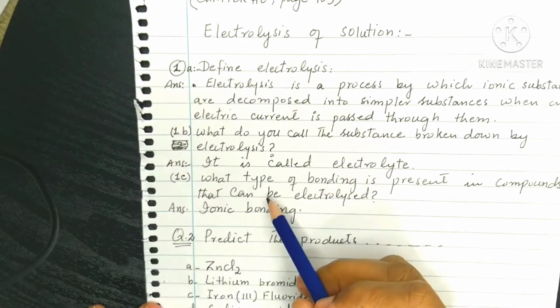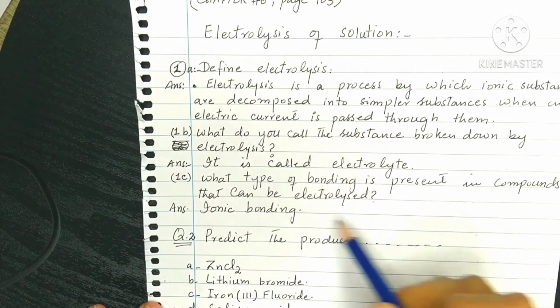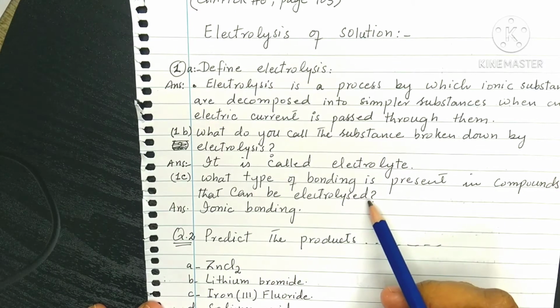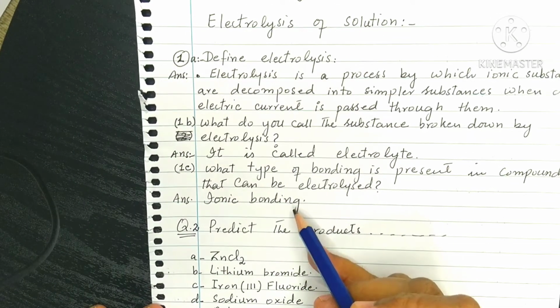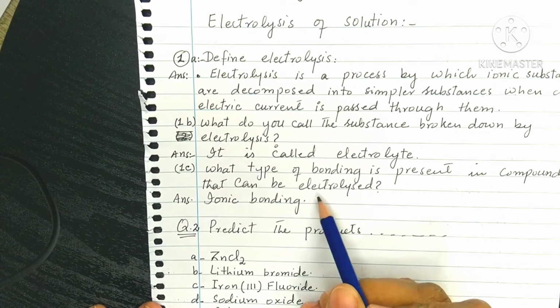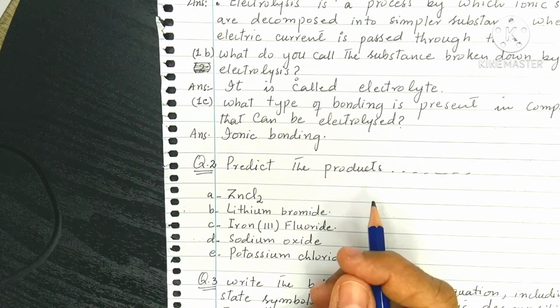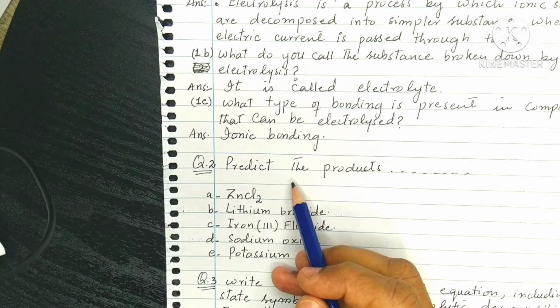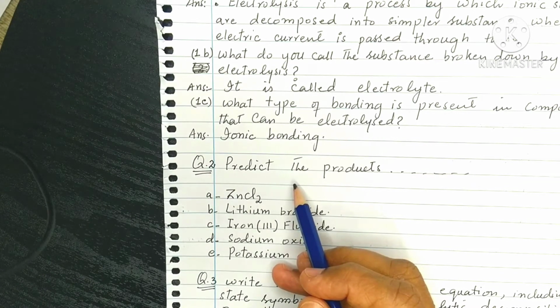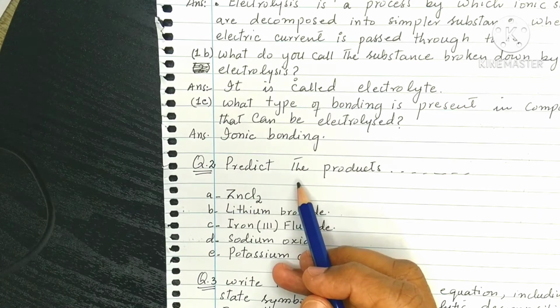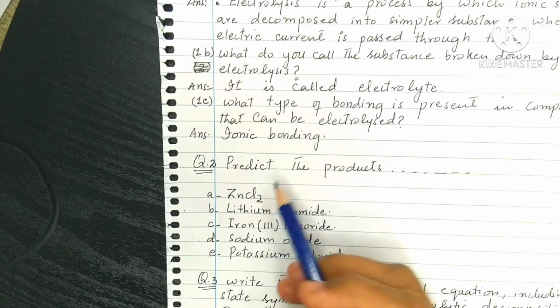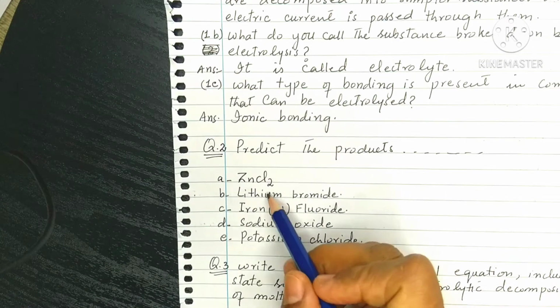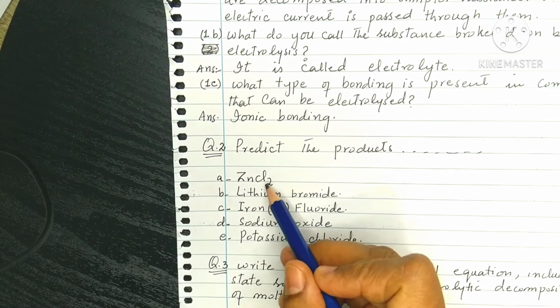Question 1c. What type of bonding is present in the compound that can be electrolyzed? The bonding type in the electrolyte should be ionic. Now question number 2 is to predict the product formed at the cathode and anode when the following compounds are melted and then electrolyzed. It means the compounds are in the molten form, not their solution form.